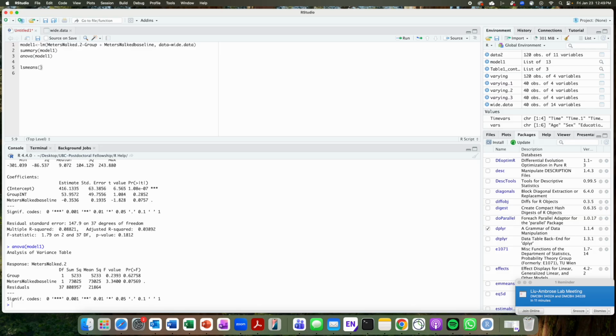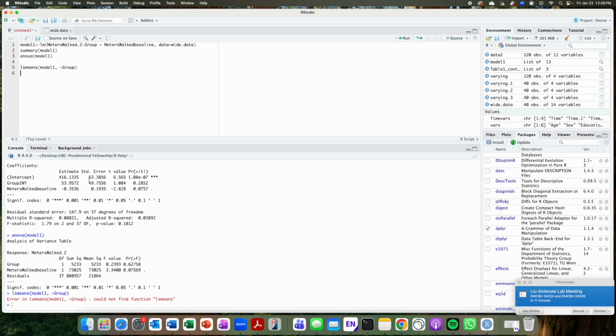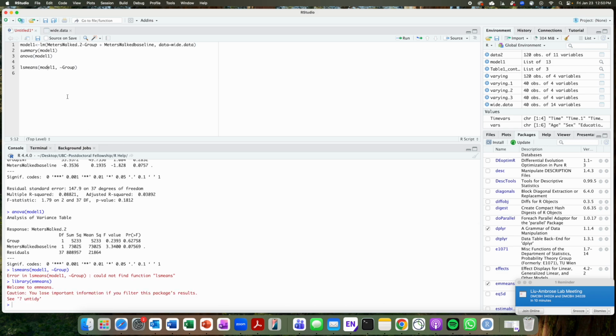Next, if we actually wanted to figure out what it was in terms of the actual group differences, we would run the LS means statement, as I've talked about before. We're going to run that same model looking at group. Clearly I did not include a package. Sorry about that, everybody. So I needed to include the emmeans package.